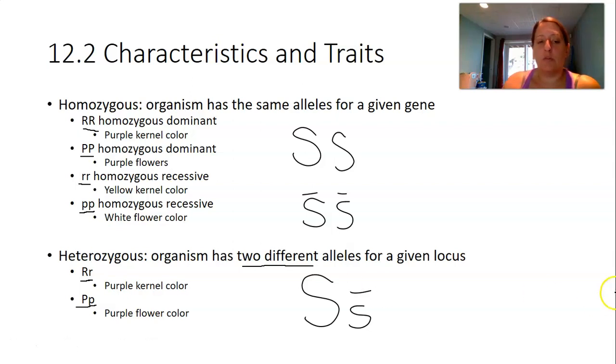Okay, so you want to make sure you can use the terms genotype and phenotype, and that you can also explain what the genotype means. So is it a heterozygote? Is it a homozygous? And is it dominant or recessive? So the terms are important.